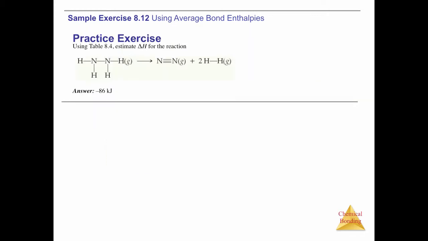So for practice, you're going to estimate the enthalpy for this reaction. You're going to have to break 1, 2, 3, 4 nitrogen to hydrogen bonds and a nitrogen to nitrogen bond. So those would be the bonds broken. We're going to form a triple bond, and we're going to form 2 hydrogen-hydrogen bonds.